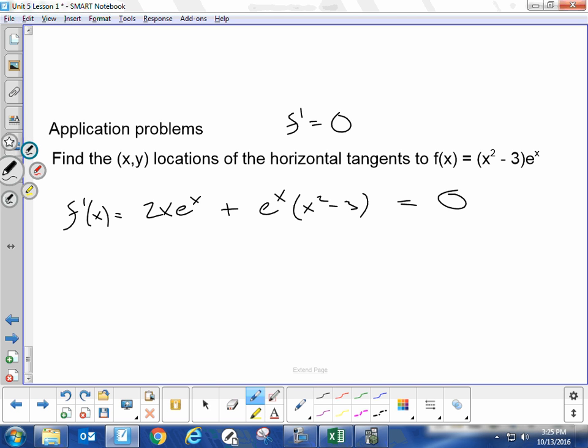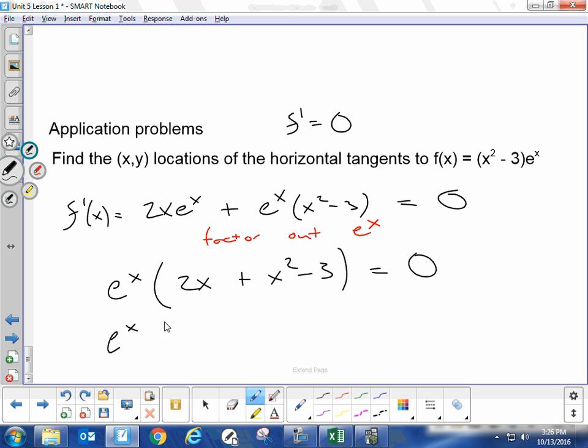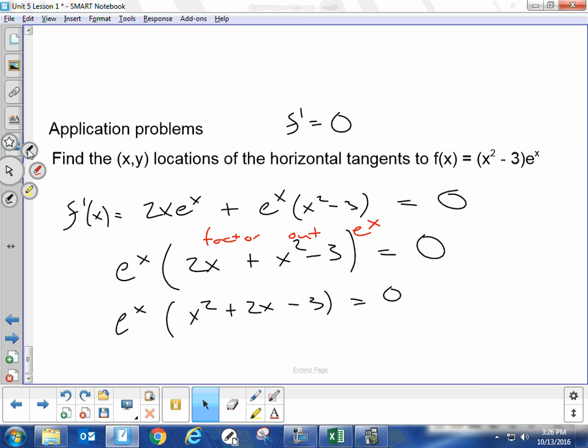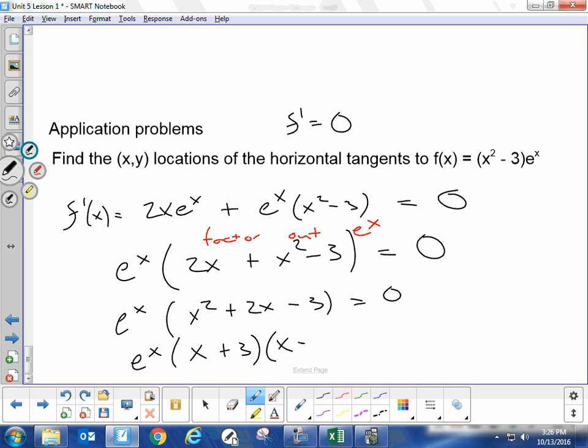Could distribute the e to the x. I'd have lots of e to the x's all over the place. Would that help me? Maybe, but I would do something else. I like it. Good. I have e to the x in both terms. That's a great thing about e to the x. When we have the derivative, it's the same thing. Typically, whenever I'm taking derivatives and asked to solve, I'm going to factor out that common e to the x term. It's important that we do this. Then notice that I can factor this that is left over, giving me e to the x times x plus 3 times x minus 1.